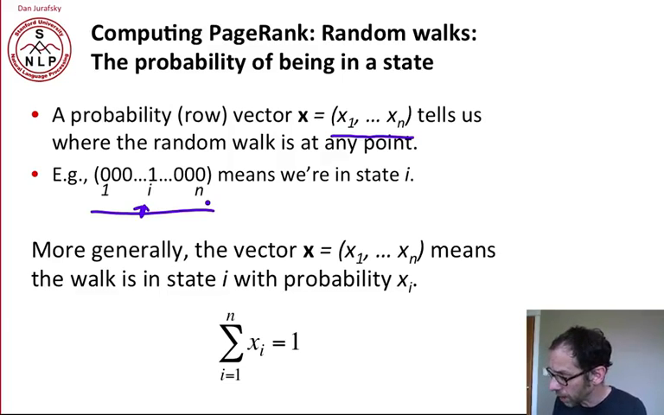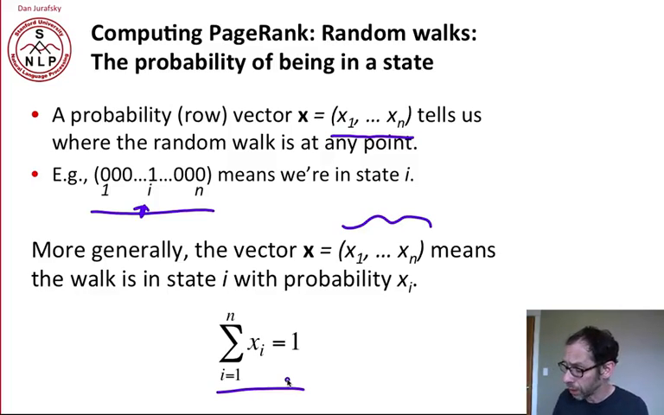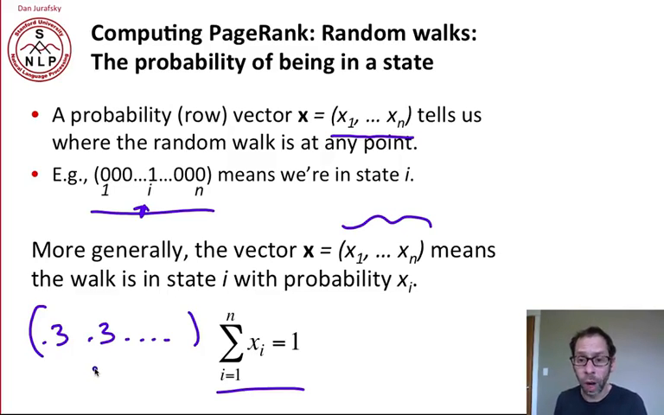And we can generalize this to say that, instead of using 1s and 0s, we can have these x's be probabilities. And so we can say that this vector of probabilities tells us what the probability is of the walk being in state i at any point. And of course, these x_i's have to sum to 1 because they're probabilities. So instead of 0s and 1s, we can have 0.3 and 0.3 and so on, as long as everything sums to 1. And that's going to be our row vector that tells us where we are in the walk.